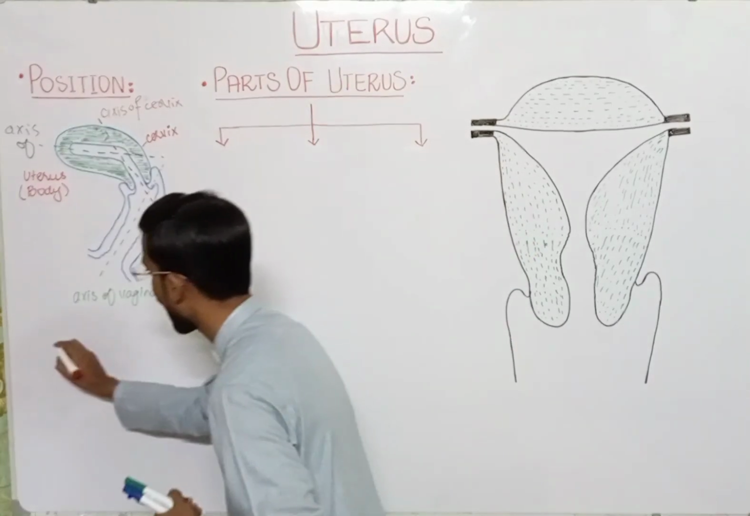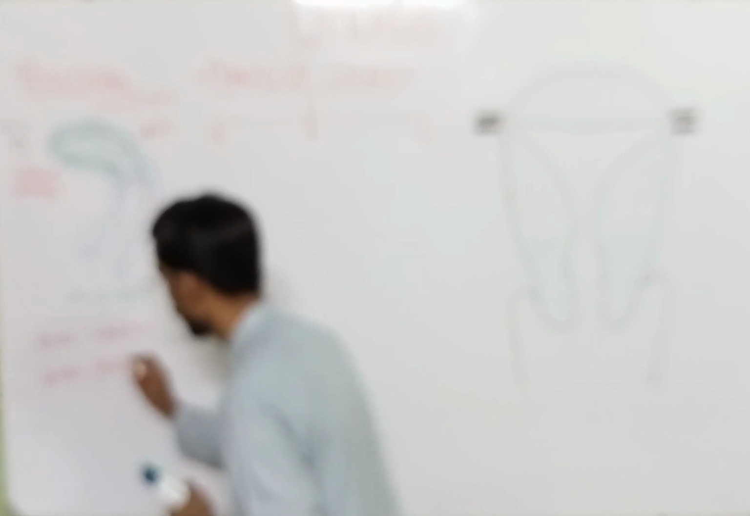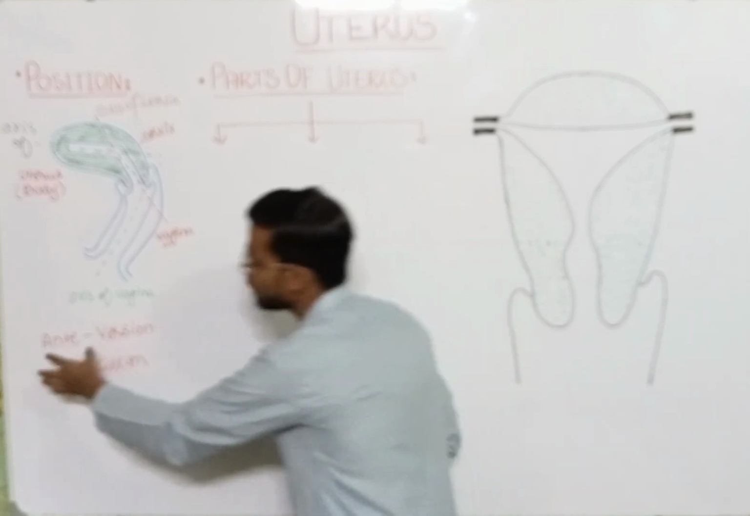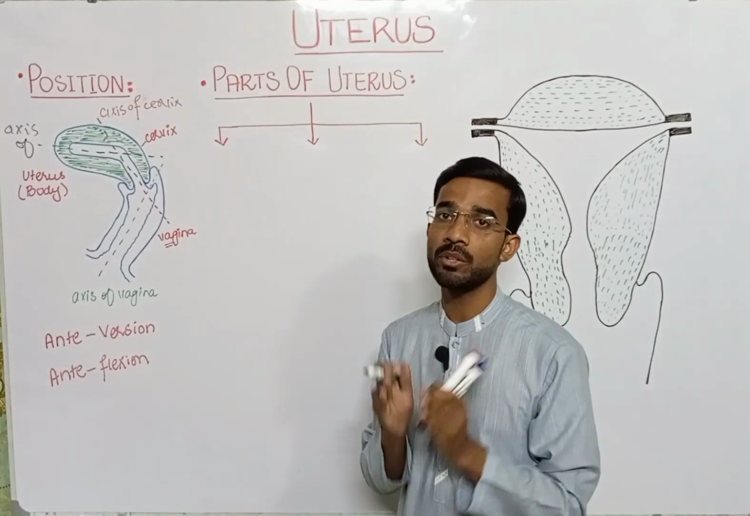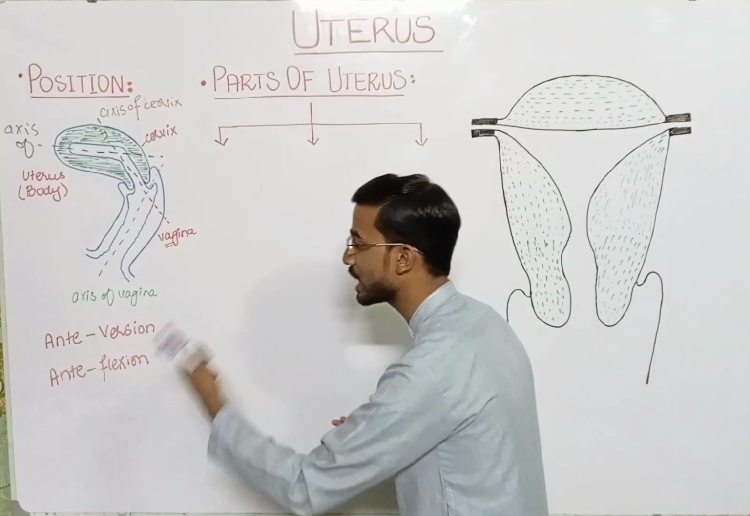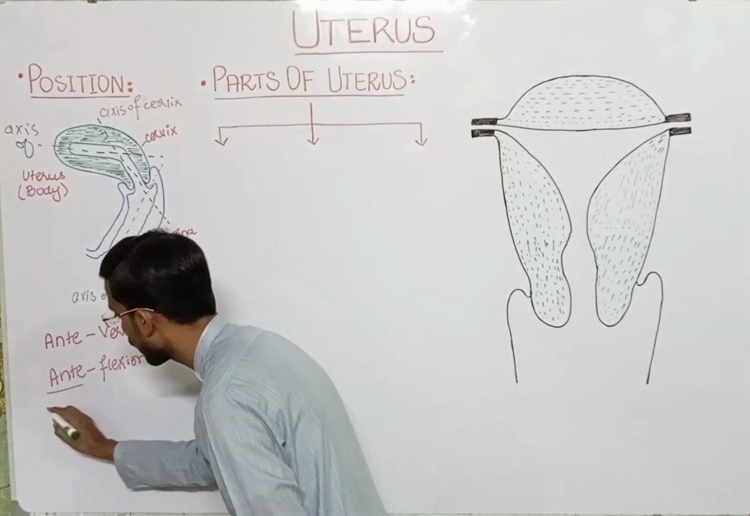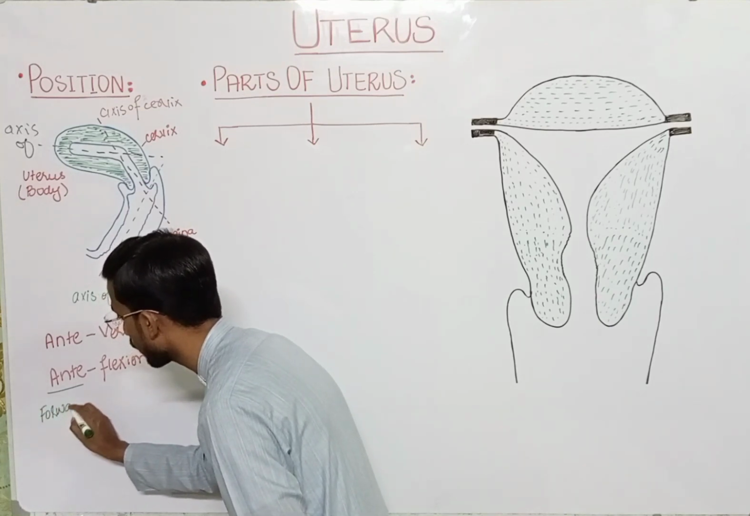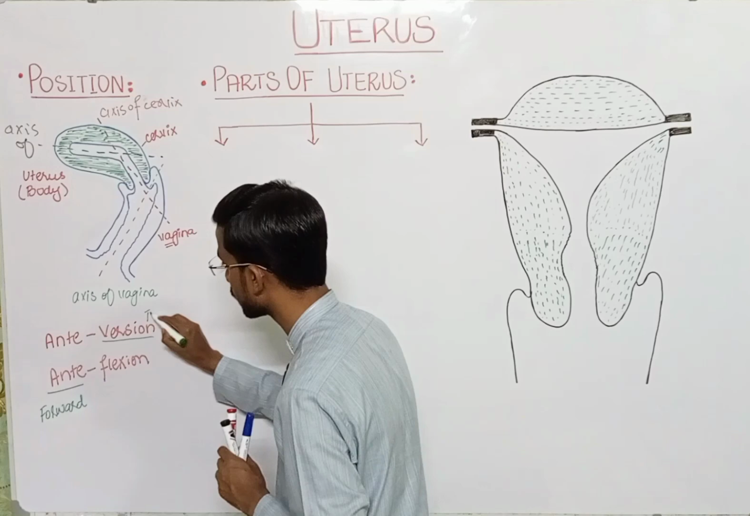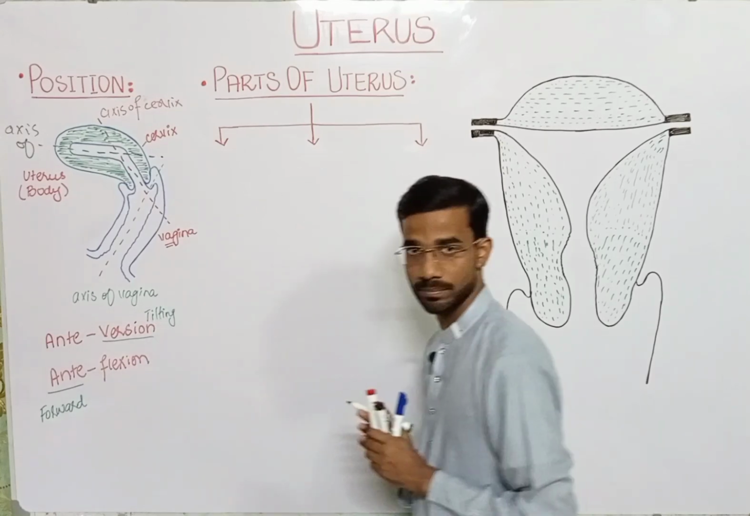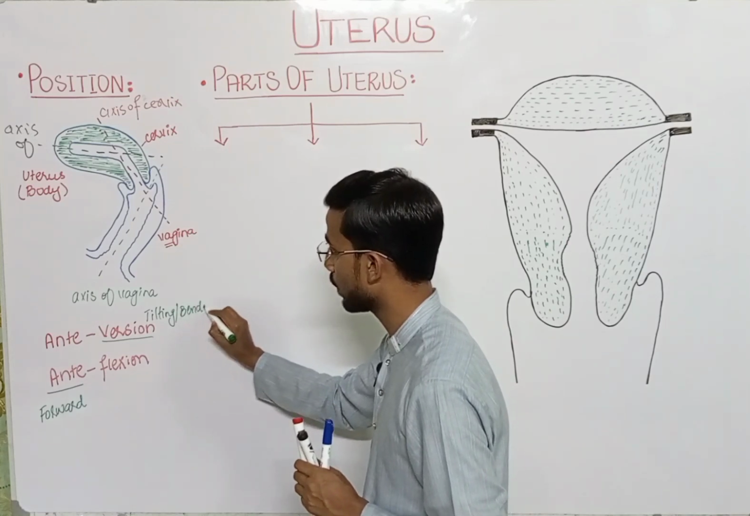The first one is ante-version, and the second one is ante-flexion. If we notice the term, ante means forward. If you focus on the words, then you can easily understand what is meant by ante-version and ante-flexion. Ante means forward, or you can say before, and version means tilting, or you can say bending. This is the bending, okay.